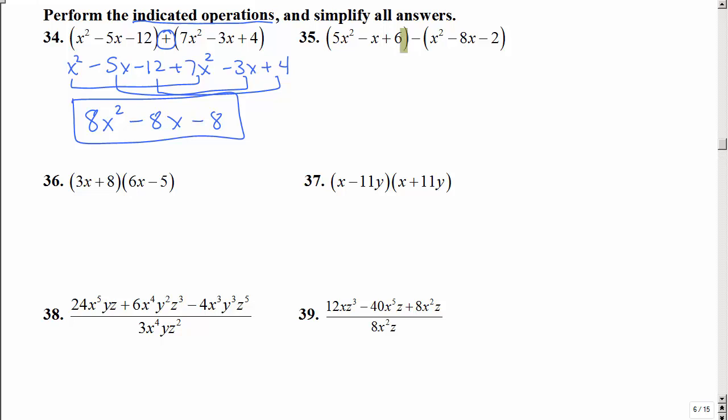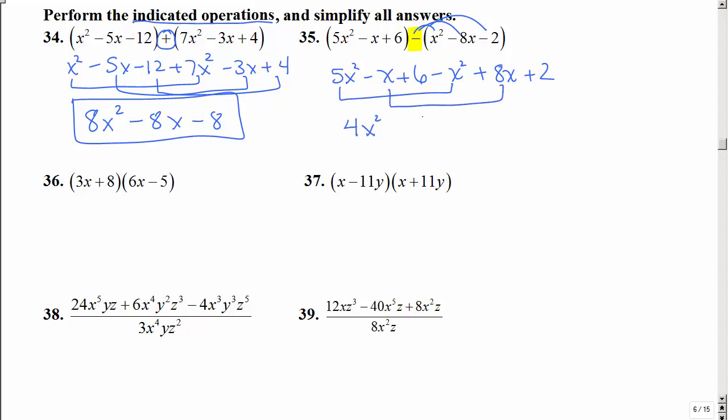Now on number 35, that minus makes a huge difference because that minus has to be distributed before we can collect like terms. So that becomes plus 8x plus 2. Now put those together. That's 4x squared, that's plus 7x, that's plus 8. So this is the one you really need to be careful of.